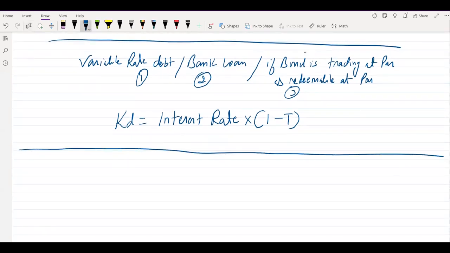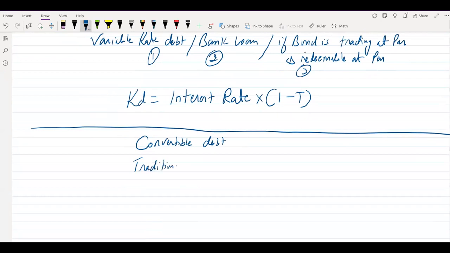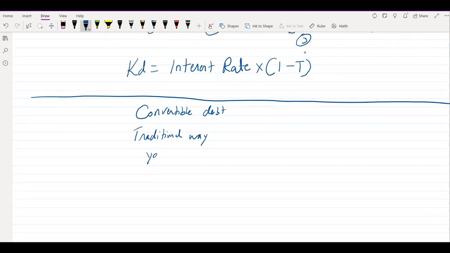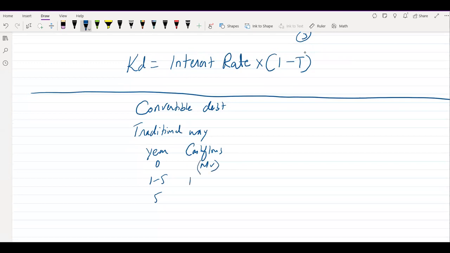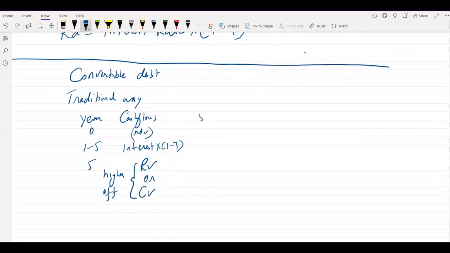And if there is a convertible debt, how to calculate Kd of convertible debt? It's very simple, same formula. Let me write the traditional or manual way. We will write the years, for example 5 years, cash flows. Put the market value as a negative number, take the after-tax interest. In the last year, you will take the higher of redemption value or conversion value. First discounting at 5%, second discounting at another rate. You will calculate the IRR, and IRR will be equal to the Kd.